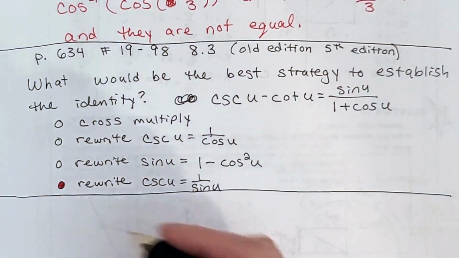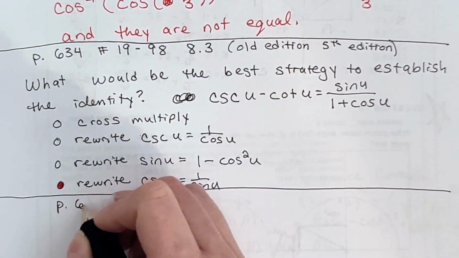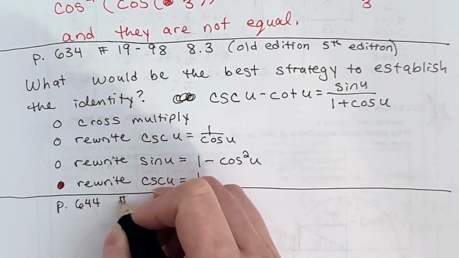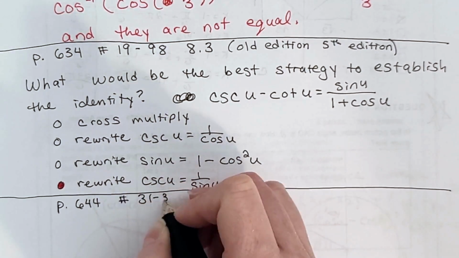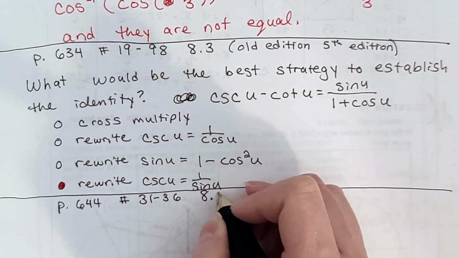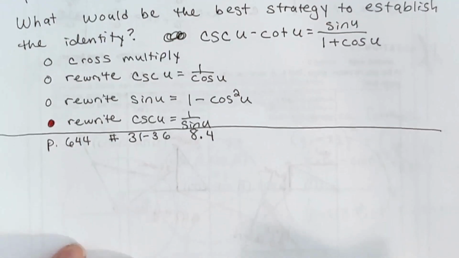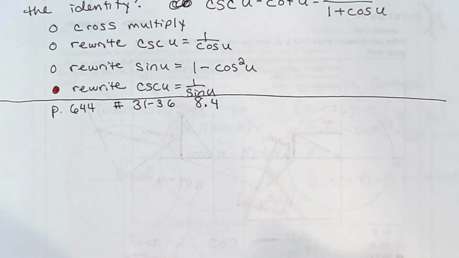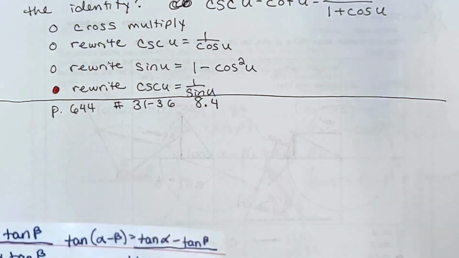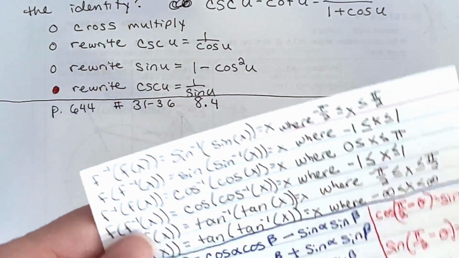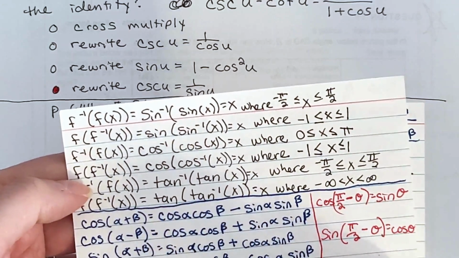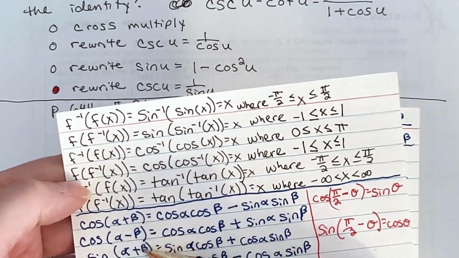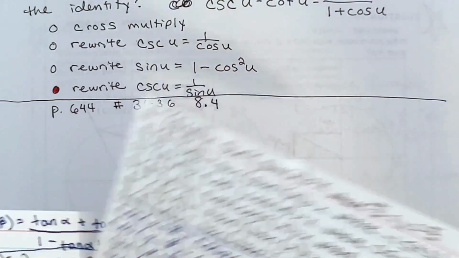All right, next one, page 644, numbers 31 to 36. This would be in section 8.4. Of course, this is also in the old edition, which is what we're currently using. This deals with all of these formulas, the cos alpha, cos beta ones.